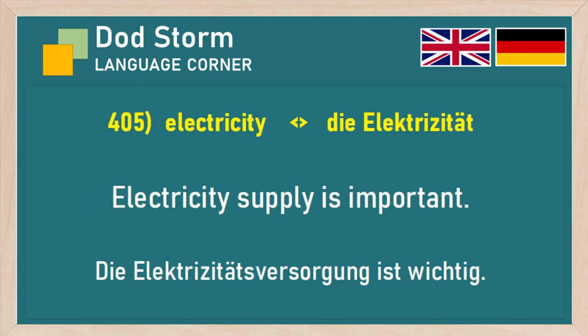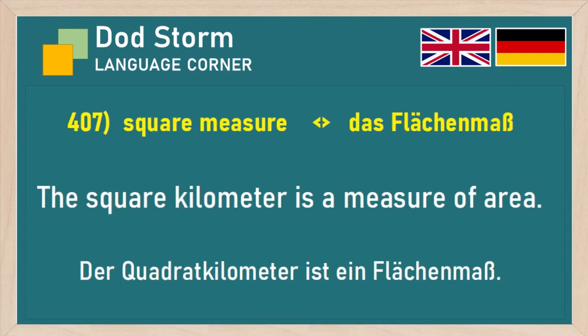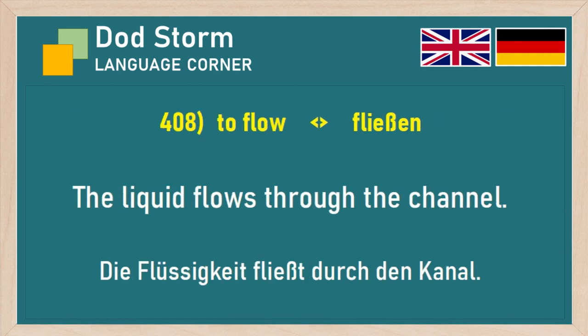Electricity supply is important. The strength of steel is very high. The square kilometer is a measure of area. The liquid flows through the channel.